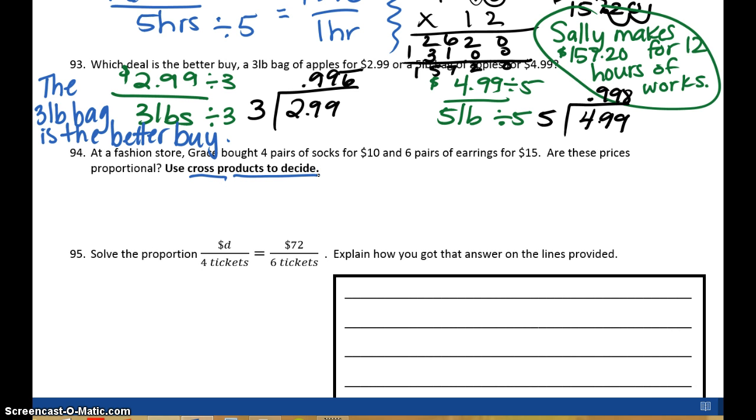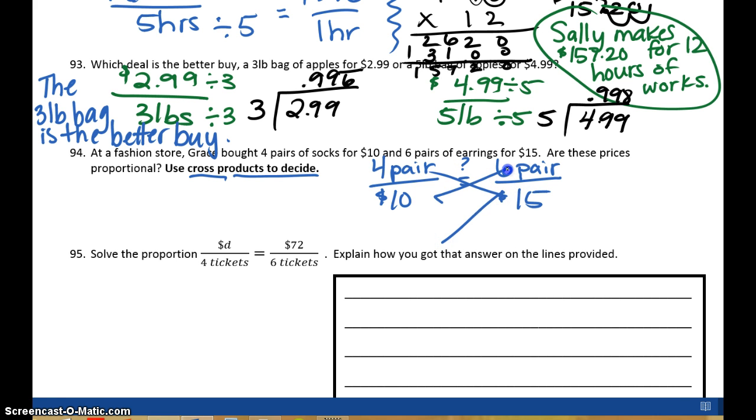So what I'm going to do is set up a proportion here and see if they're proportional. I'm going to have socks in the numerator, so 4 pairs over $10. I'm going to see if they're equal, so I'll put an equal sign with a question mark above it because I'm not sure. 6 pairs. Remember, if I put pairs on top on the first one, I have to put pairs on top on the second one, and then $15.